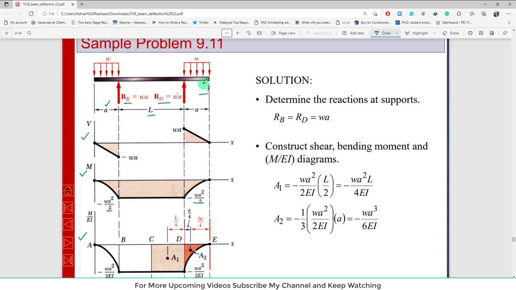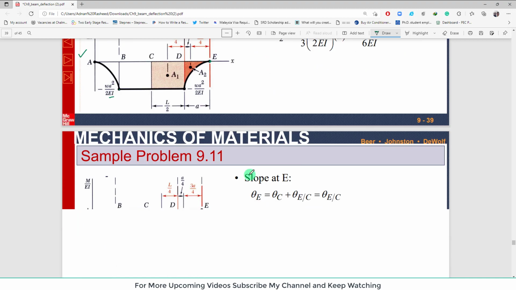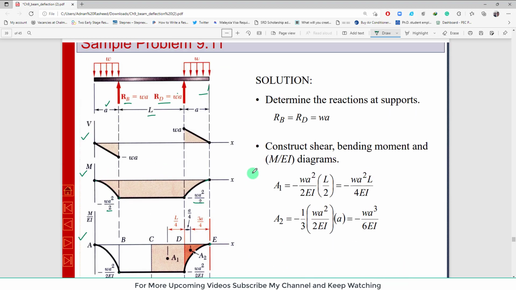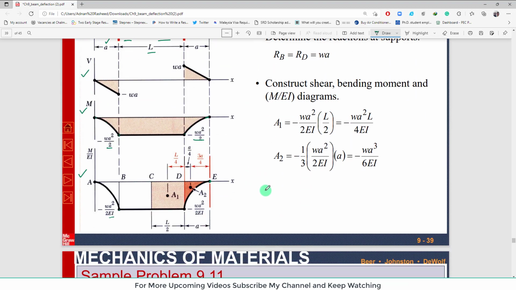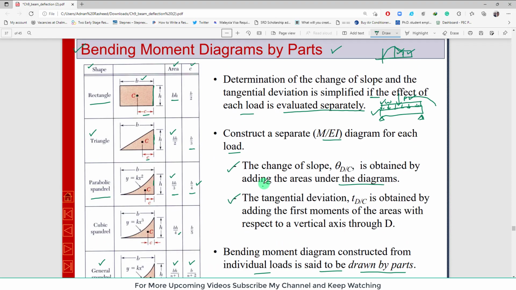Again you can see we are going to find out the slope and deflection at point E. So you can see that this is point E, clear. So these are the bending M over EI diagram. So according to our first area theorem, what does the first area theorem state?